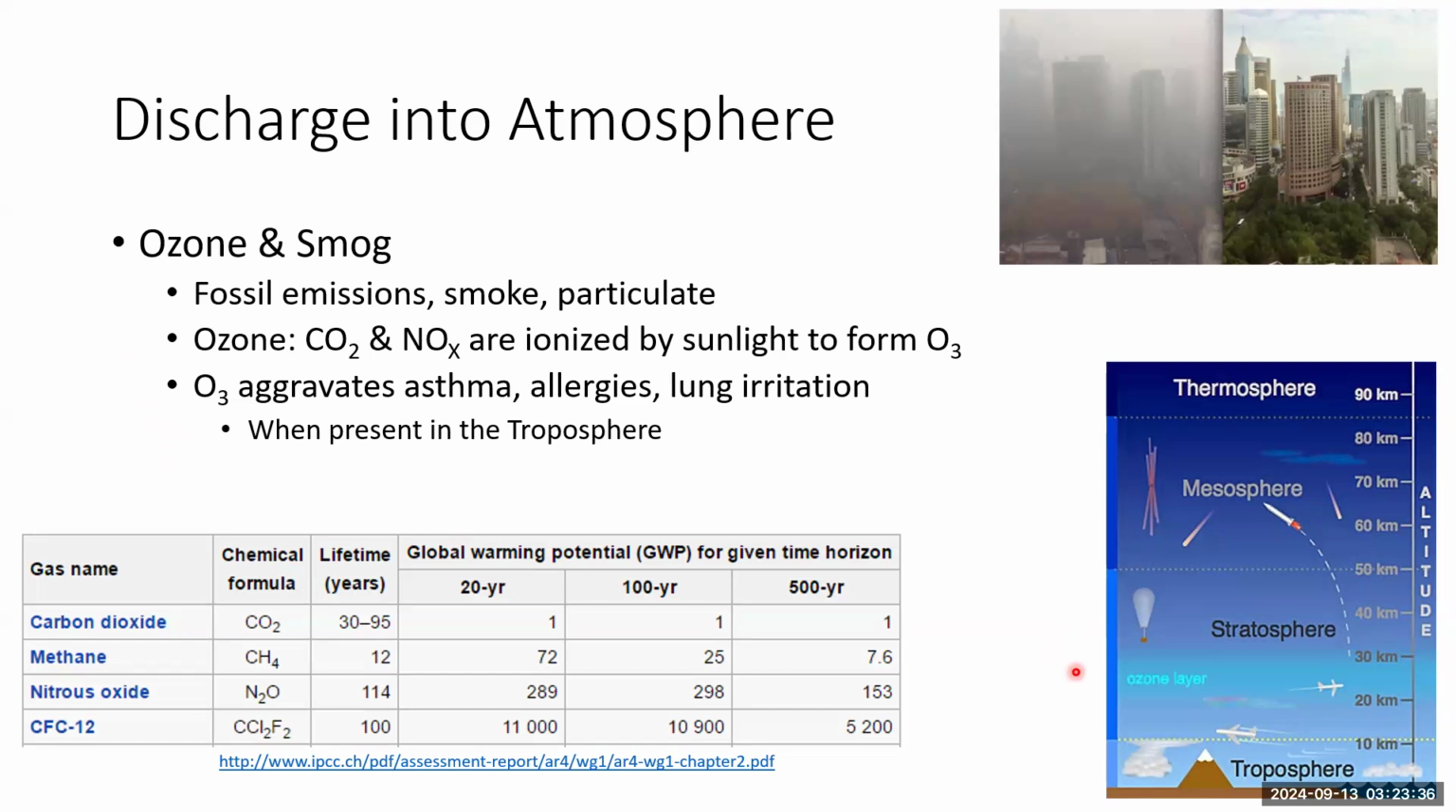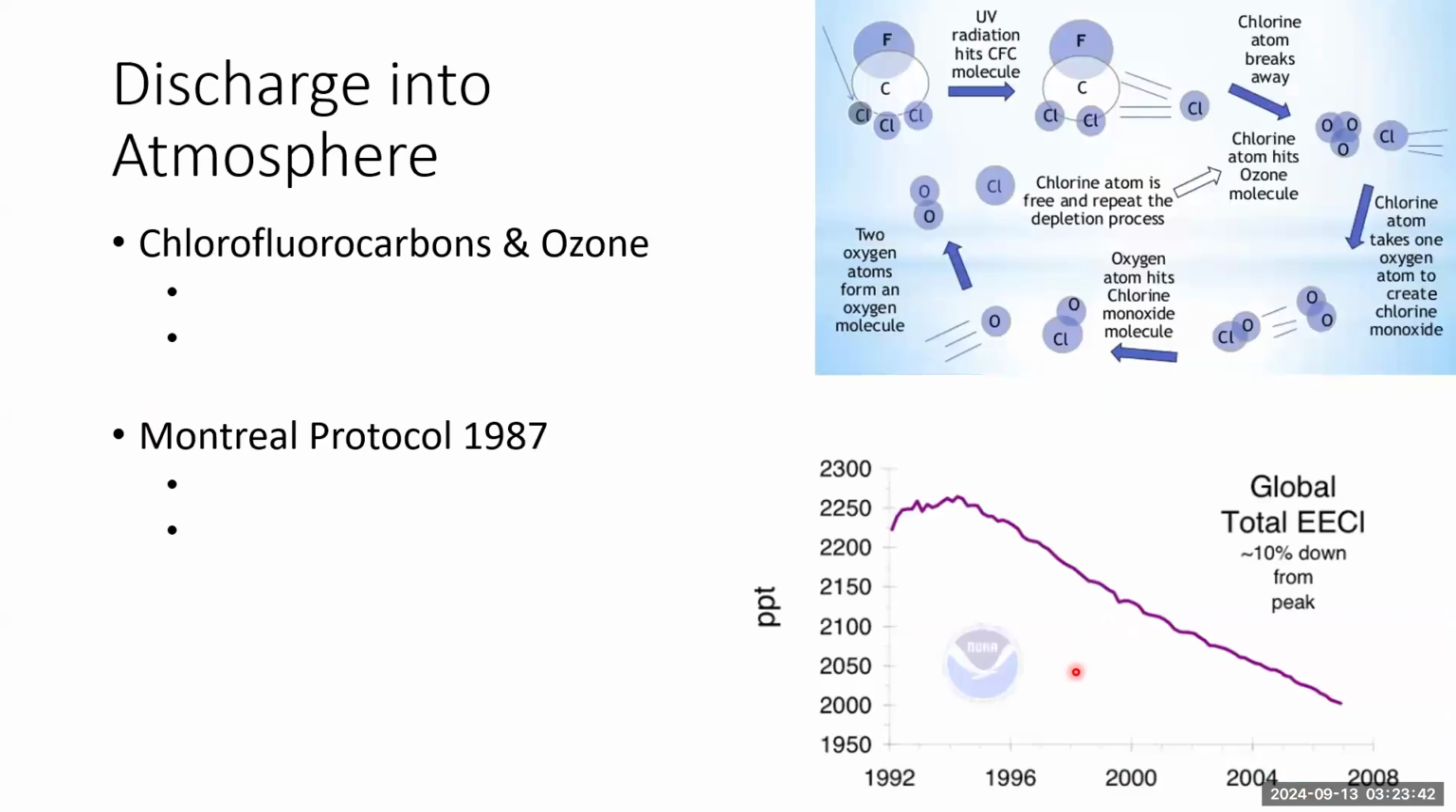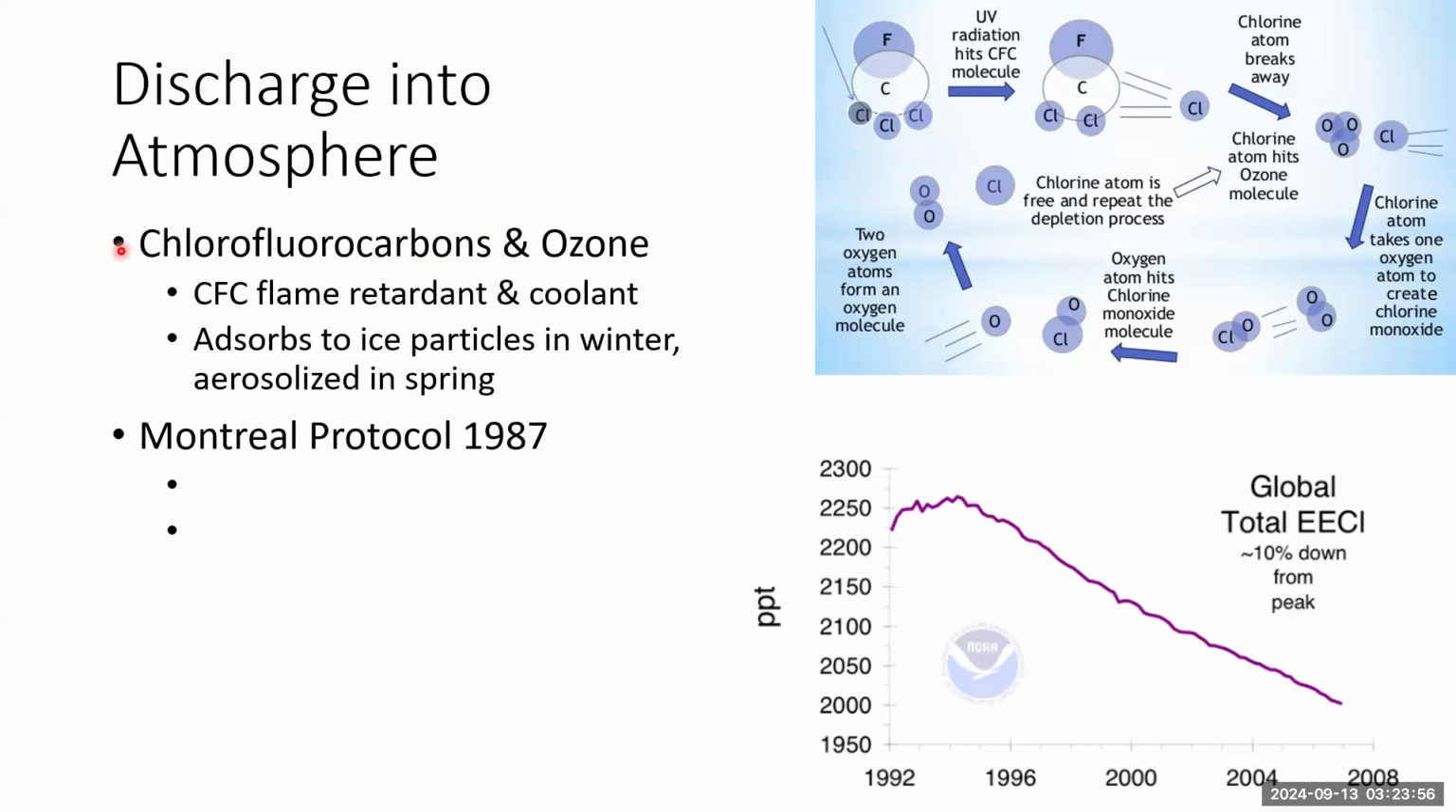The only problem is that we have other emissions in our atmosphere that break down that ozone layer in the stratosphere. And those compounds that break down ozone in the stratosphere are called chlorofluorocarbons, or CFCs for short. So CFCs. So chlorofluorocarbons, these are compounds that were primarily found in flame retardants and also primarily found in coolants.